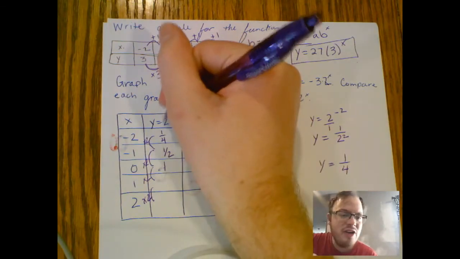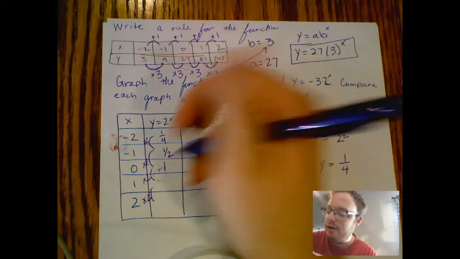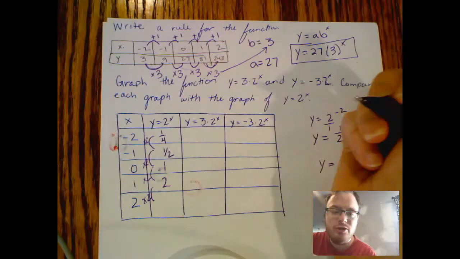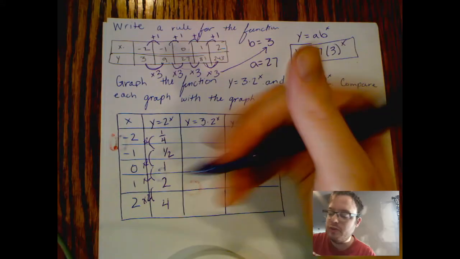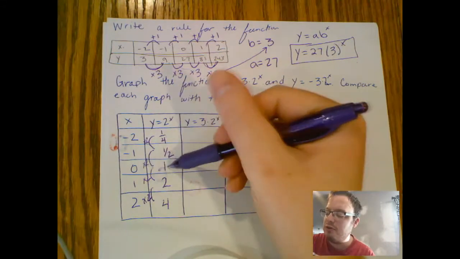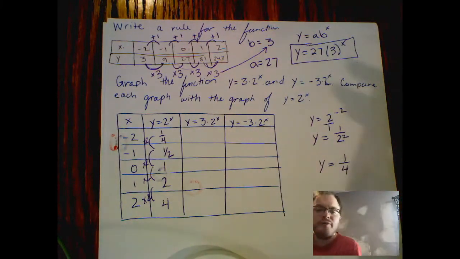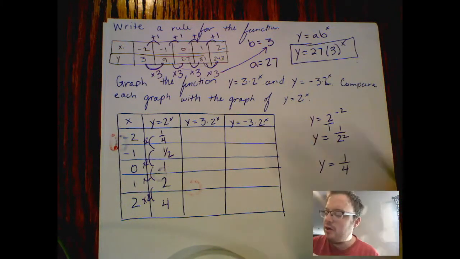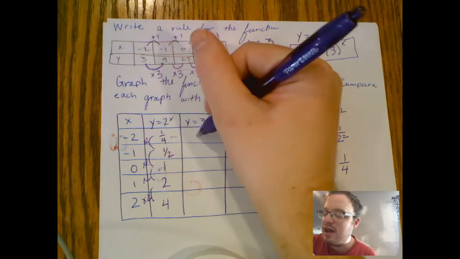Well, I have nothing being multiplied by 2 to the x, so we can have an imaginary 1 there. 1 times 2 is 2. 2 times 2, that's 4. So this all makes sense. These are my points: -2, a fourth; -1, a half; 0, 1; 1, 2; 2, 4. Okay? And what we notice is there's actually a relationship between this and this.